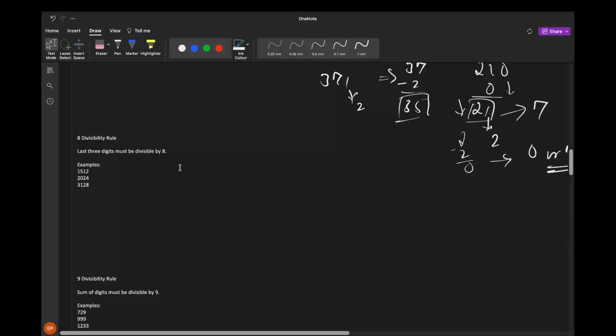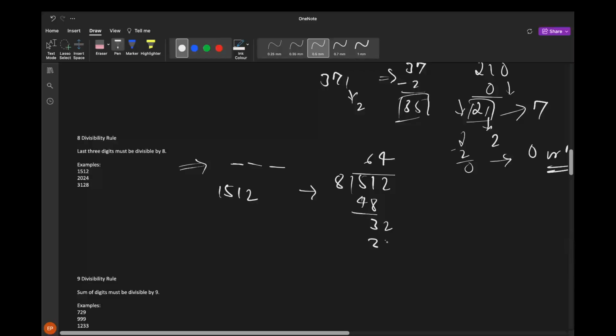Then comes the 8 divisibility rule. The 8 divisibility rule is similar to the 4 divisibility rule, because in the 4 divisibility rule we are seeing only the last 2 digits, but in 8 we have to take care of the last 3 digits. Here 1512. Check only the last 3 digits. 8 sixes are 48, remaining 3, 2, 8 fours are 32. So if the last 3 digits are divisible, then the whole number is divisible by 8. Here also 0, 2, 4 means 24, 8 threes are 24. 1, 2, 8, this is also divisible by 8.